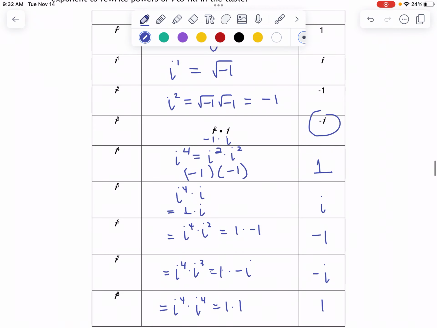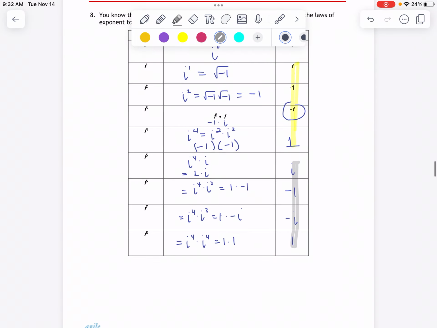If we take a look, this whole cycle continues. We start with i, negative 1, negative i, 1, and then we repeat i, negative 1, negative i, 1. So the same cycle will repeat throughout.